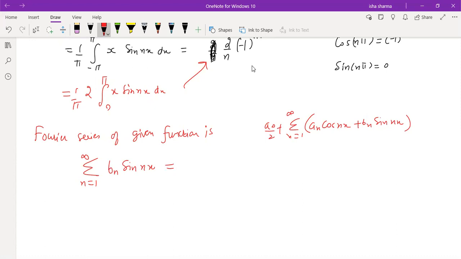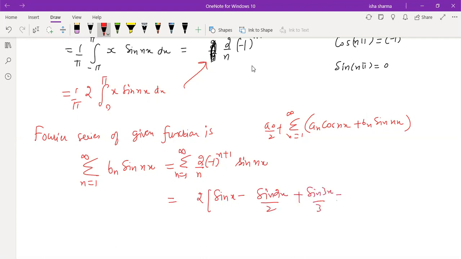Now you can substitute the value of b n. So b n is this: summation from n equals 1 to infinity of 2 by n into minus 1 raised to power n plus 1 into sin nx. If you expand this, you will get 2 times sin x minus sin 2x by 2 plus sin 3x by 3 and so on. So this is the final answer, the Fourier series of the required function.